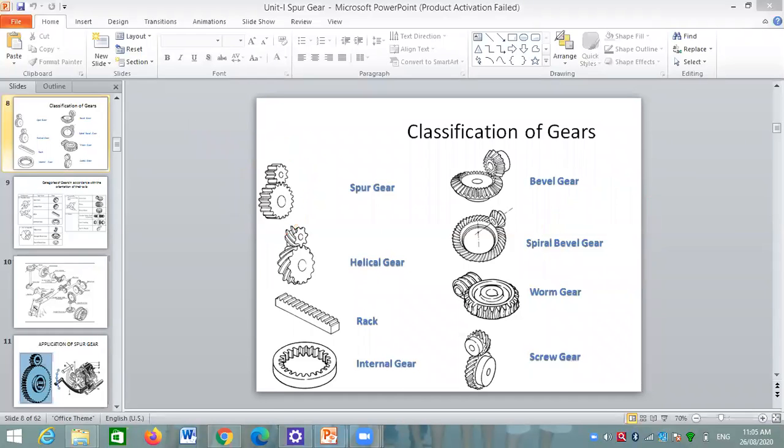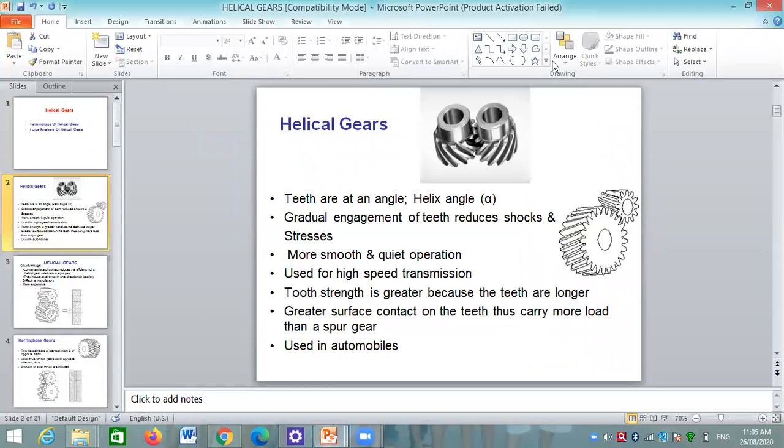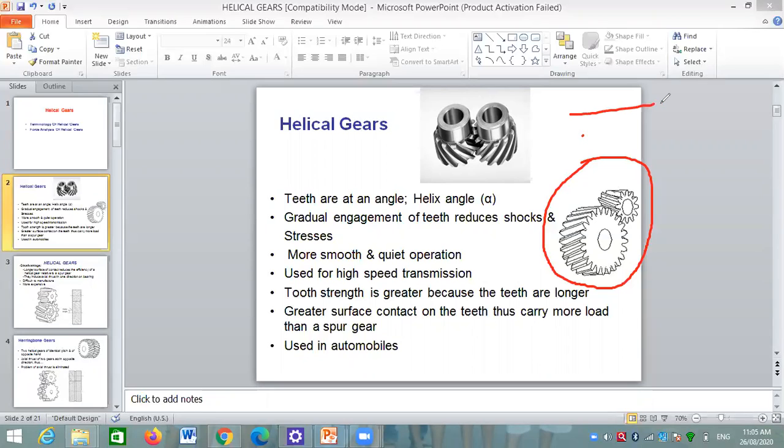But if we consider the helical gear, due to the inclination of the teeth, at the start of the engagement the contact is a point contact and it increases up to the end of the engagement. Initially it is a point contact and at the last it is a line contact. So gradual engagement means at the initial the contact is a point contact and at the end the contact is a line contact. Due to this gradual engagement of the teeth, it reduces the shock and the stresses.